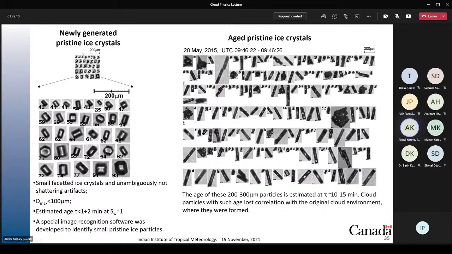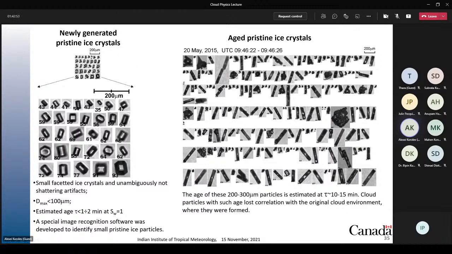And here is an example of freshly formed secondary ice on the left, and aged pristine ice on the right. These images have the same scale. We can see that the age of these ice crystals is estimated as 10-15 minutes. The image on the left is a zoomed in, expanded image of this one. Its age is estimated as less than roughly 2 minutes, assuming that they are growing in a supersaturated, saturated over liquid environment.